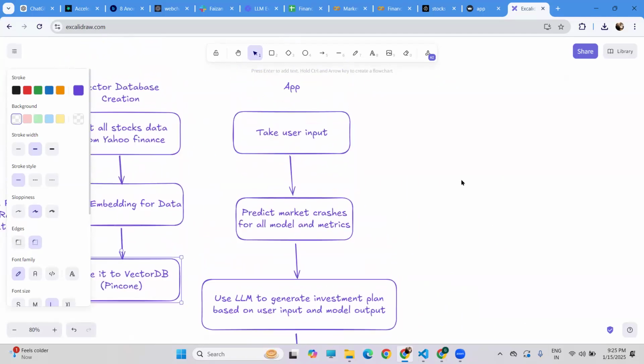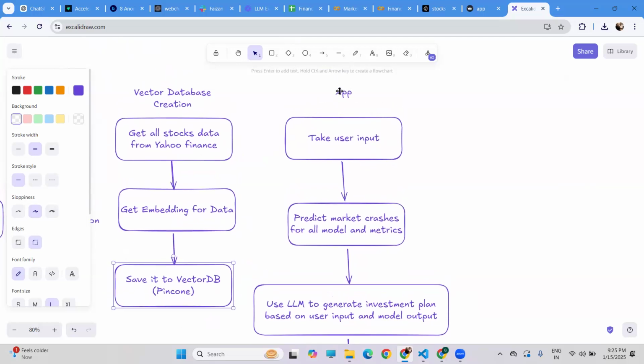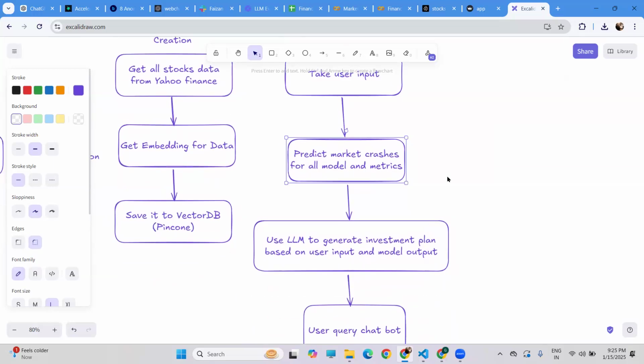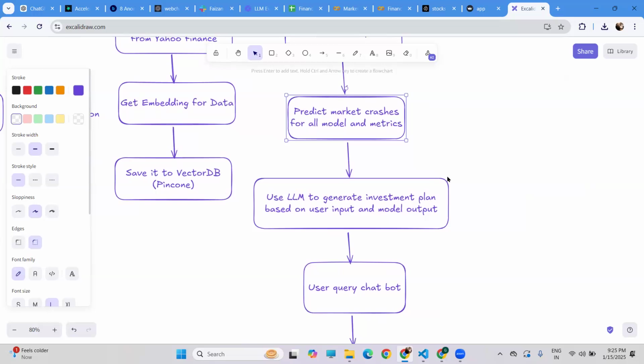Then let's go through my working application, where first I am taking input from the user. Then we will predict the market crashes by using the models of all 5 metrics. And then we will also see the overall output of the model, like whether the market is crashing or not. I use voting of different models and different metrics to come to a conclusion about crash or no crash.